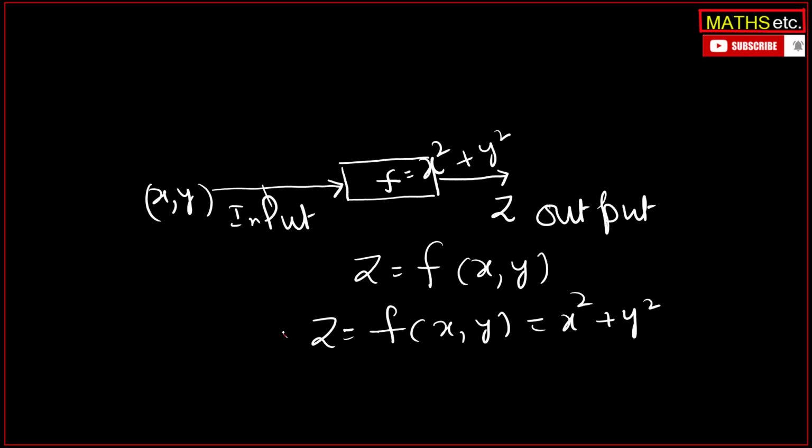So I hope after this discussion you were able to understand the meaning of a function of two variables denoted by f of x comma y. Thank you.